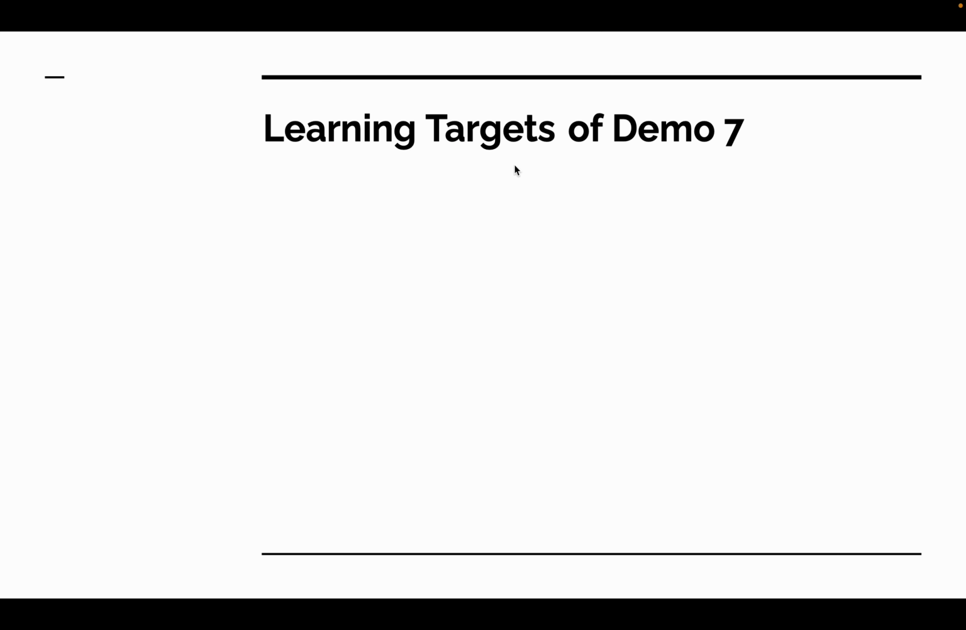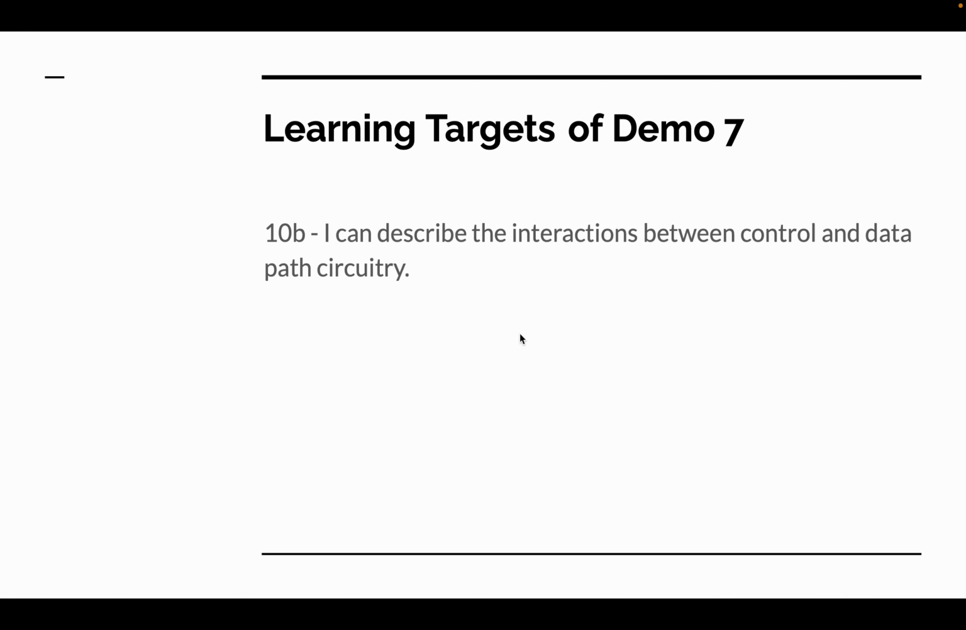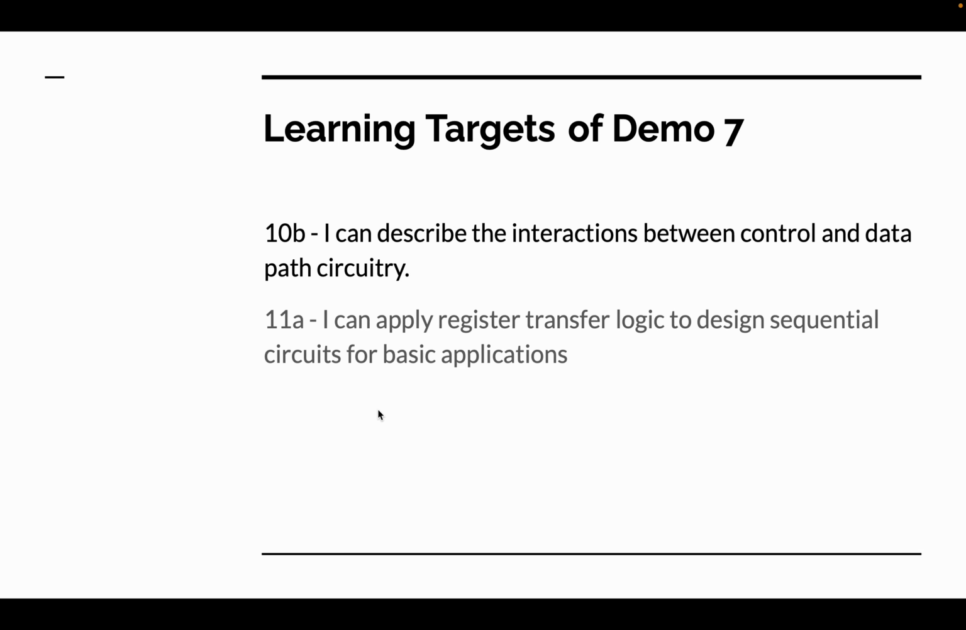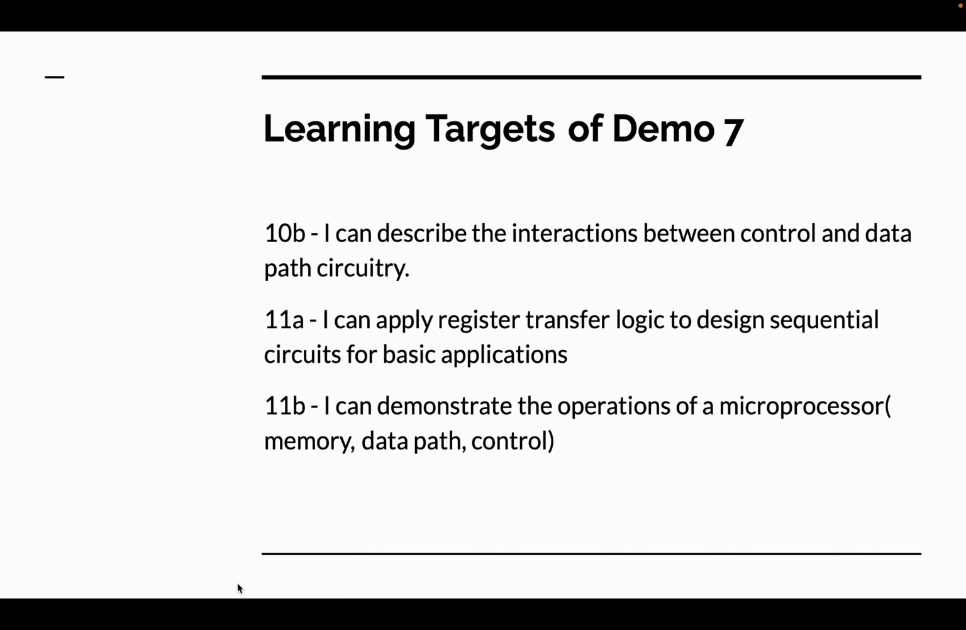So learning targets to think about in Demo 7. 10B is I can describe the interactions between control and data path circuitry. 11A, I can apply register transfer logic to design sequential circuits for basic applications. And 11B is I can demonstrate the operations of microprocessors, memory, data path, and control.